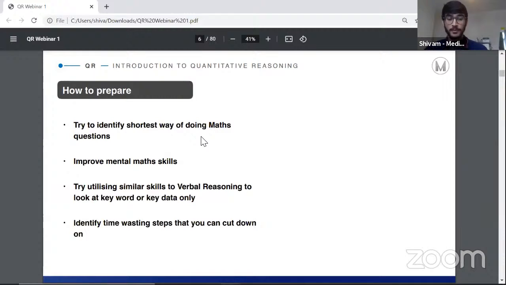Try to improve your mental maths skills and try to utilize similar skills from the verbal reasoning section. So look at keywords and key pieces of data as well. And again, the best students are the ones that, if they identify a question that is way too difficult and way too long-winded, will just skip that question and move on to the next one, because that question might end up ruining their whole quantitative reasoning section because it's so long and so complicated.